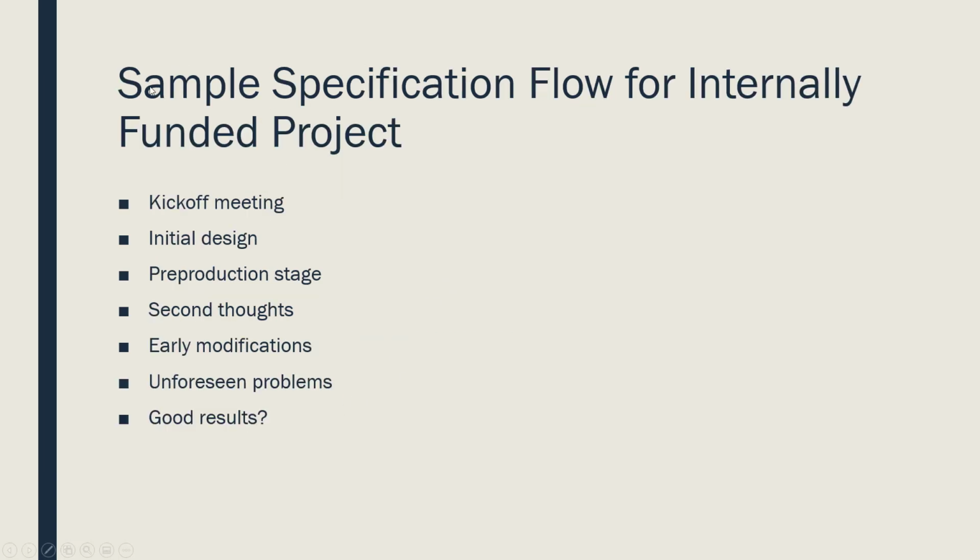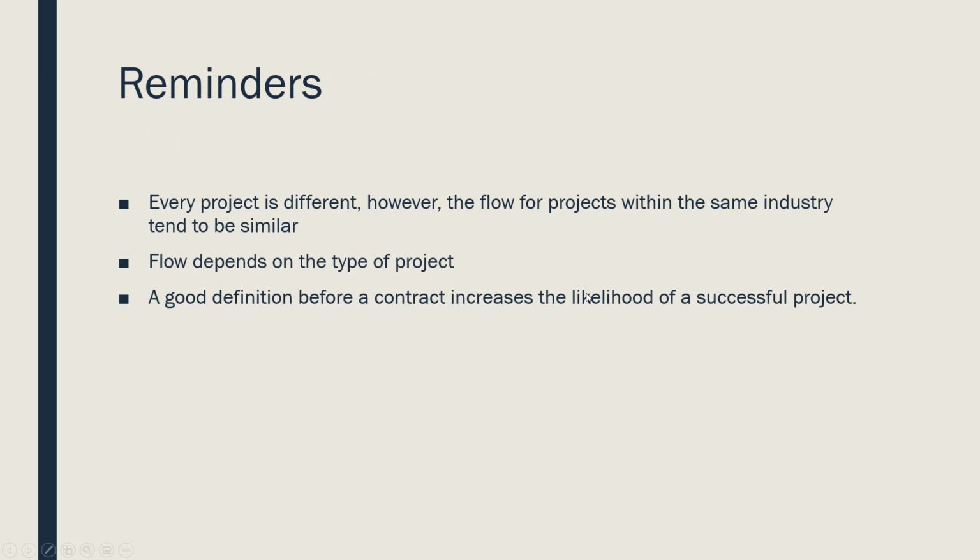Okay, so here's a sample specification flow for an internally funded project. You have a kickoff meeting where everybody's talking about it. You go into initial design, pre-production, second thoughts, okay, something's not working, or that's not how we want it to go. So then that leads into modifications. You deal with unforeseen problems, and then you evaluate afterwards. So all of those are things that you have to deal with as you're moving forward.